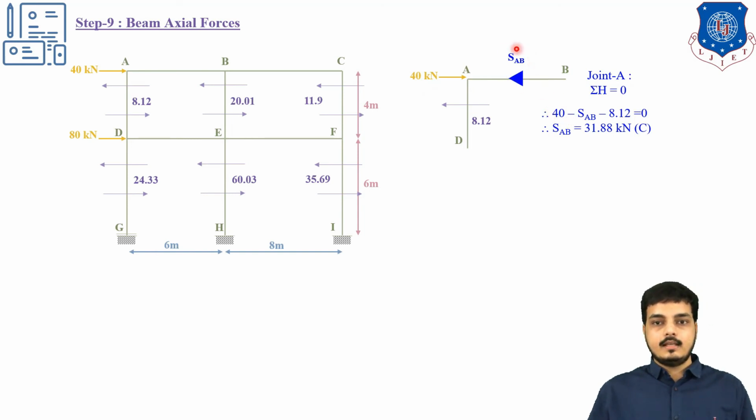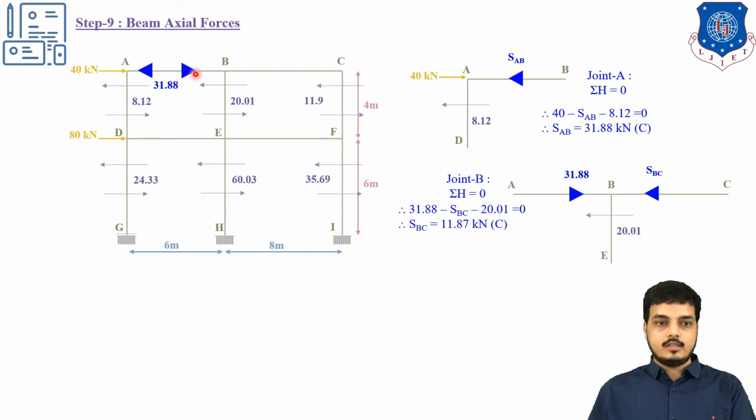So 40 minus SAB, which is the axial force of member AB, minus 8.12 because it is going in the left hand side. So I will consider left hand side as negative, equals 0. So SAB is 31.88 kilonewton. As it is towards the joint, it is compressive. So I have placed it over here.